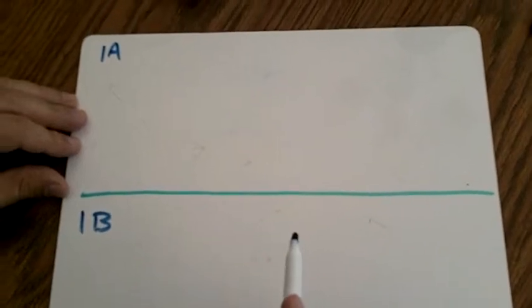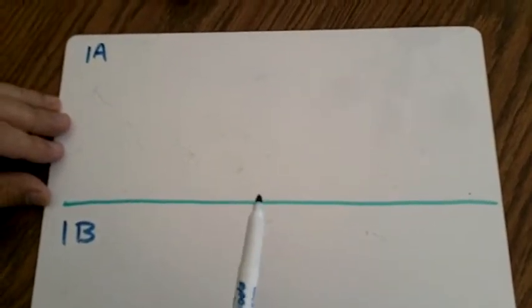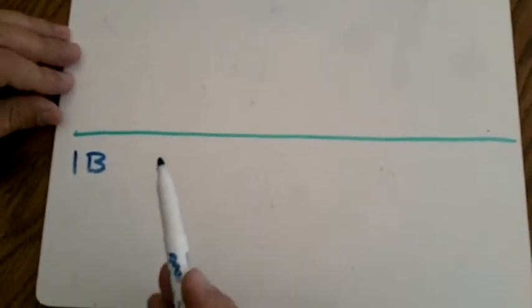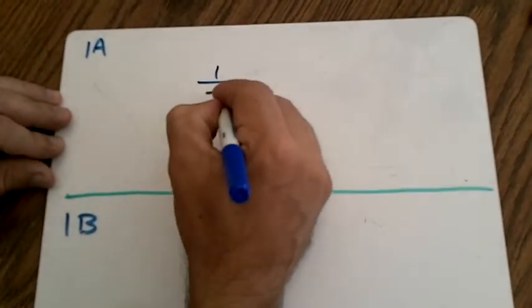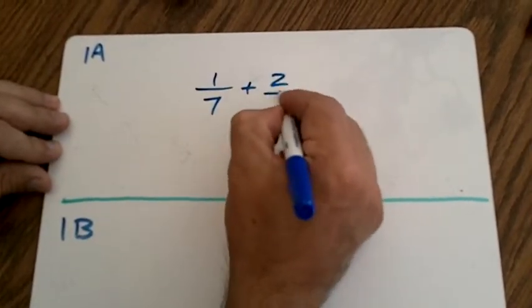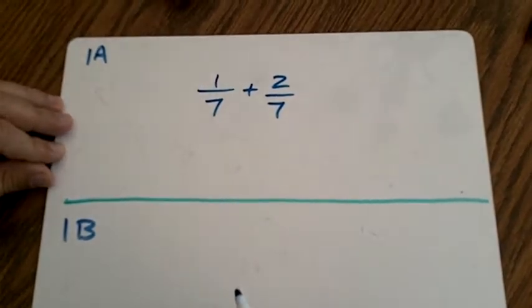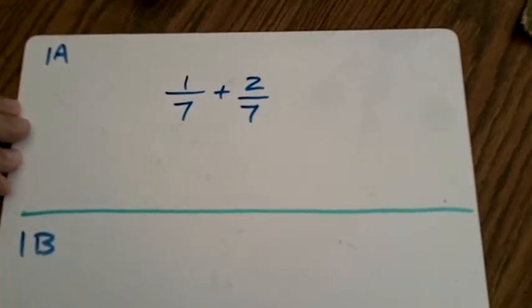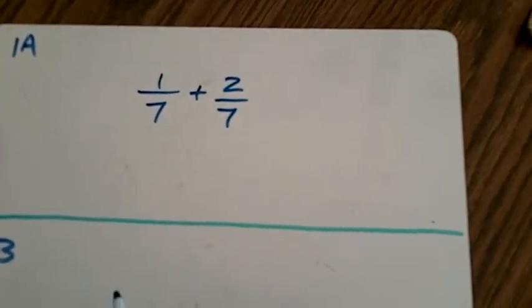Alright, here's what you're going to have to do. You're going to have to label your paper, put your name on it, and say 1A, 1B. 1A and all the other A problems I'm going to show you how to do, and all the B problems you're going to have to do on your own and turn it into me. So here's the first one.